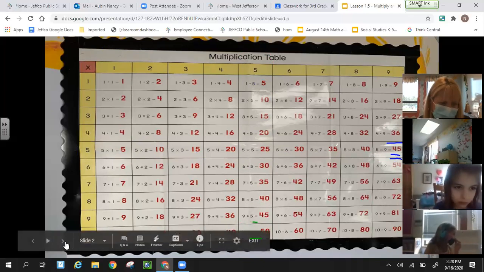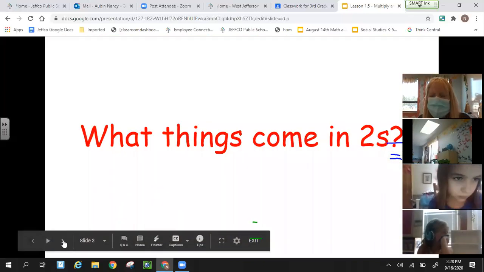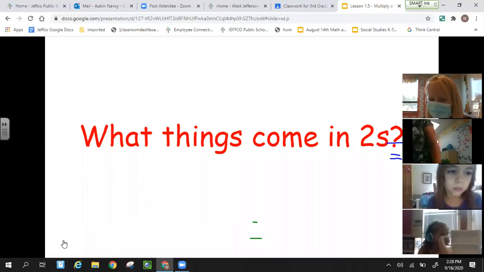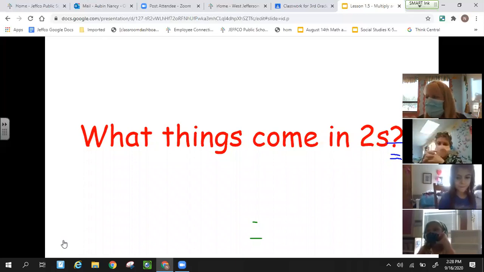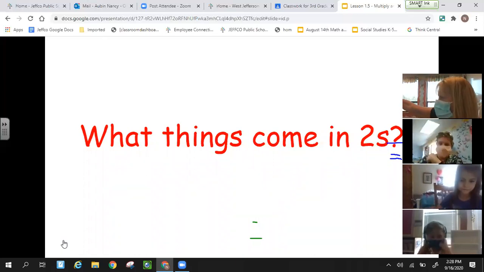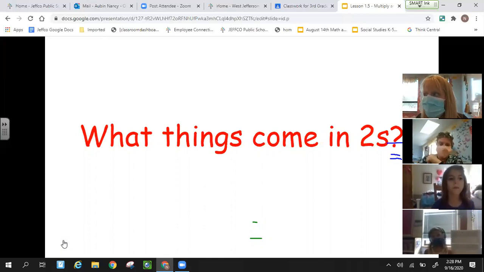But right now, we're going to look at 2s. So what things come in 2s? Write it in the chat box at home. You can write it on your board and hold it up. What things come in 2s? Or think of it like this, pairs. Don't give up yet, persevere. You have an idea, you just don't know you have it yet. I'll give you a little hint.